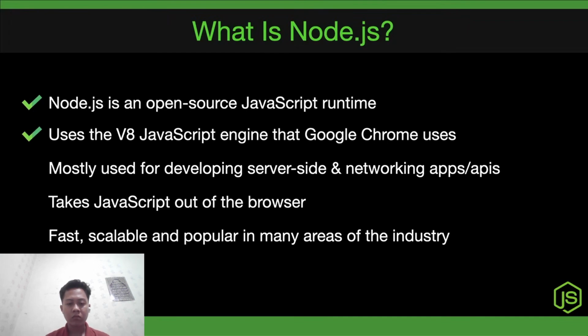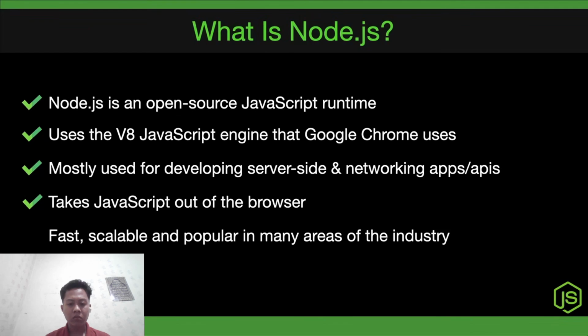Now, Node.js was built with C++, and it uses the powerful V8 JavaScript engine that's also used with the Google Chrome web browser. Node.js can be used for a lot of things, but it's mostly used for developing server-side and networking applications, APIs, microservices. It essentially allows you to use JavaScript to write server-side code and do a lot of the same things you would do with Python or PHP or C# and other server-side languages.